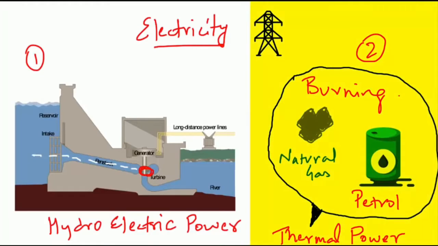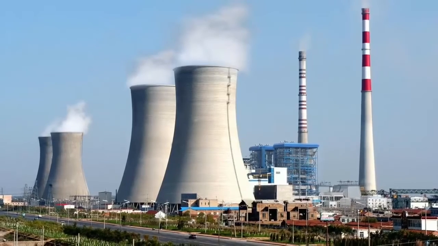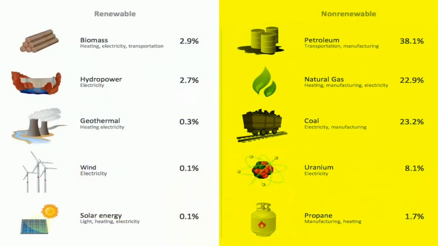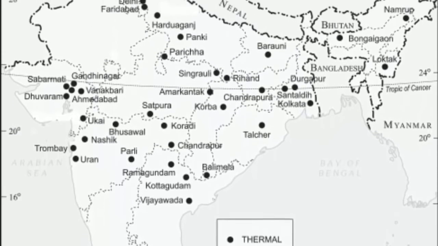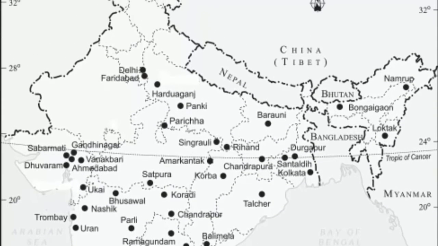And thermal electricity is generated by using coal, petroleum, and natural gas. The thermal power stations use non-renewable fossil fuels. So we have a lot of thermal power plants in India. Have a look at this map and you shall see some of the places.